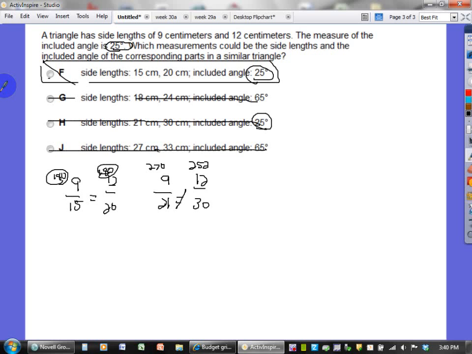So just a quick little reminder about how to use and solve similarities. We just need to find corresponding side lengths, use the cross products, and use a corresponding angle if it's included.